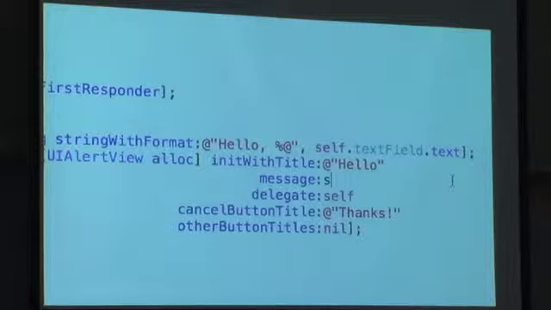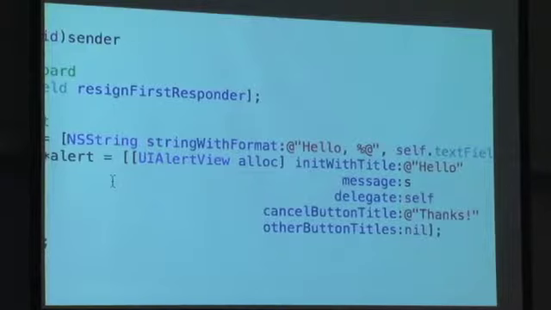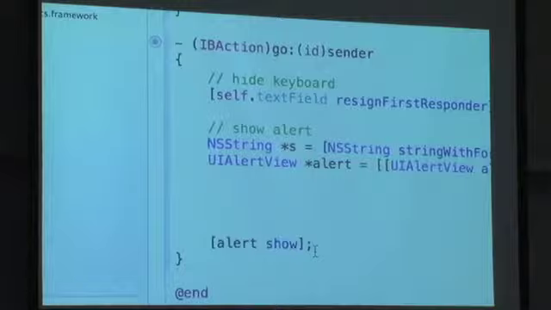And then lastly, this very long named method, initWithTitle:message:delegate:cancelButtonTitle:otherButtonTitles:, is simply the method that generates a UIAlertView and initializes a UIAlertView object. And then the show message, which is down here, is how we actually say show yourself. And it dismisses itself once you actually click the button.